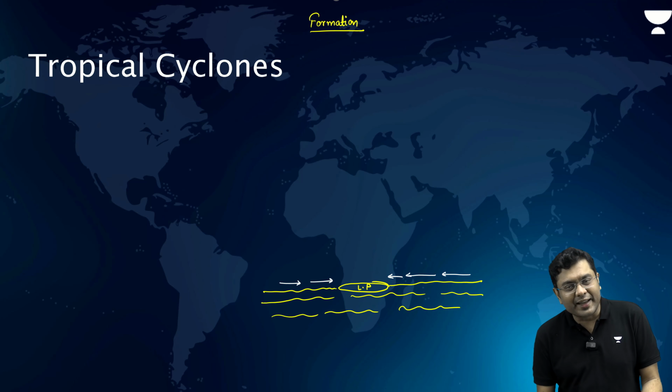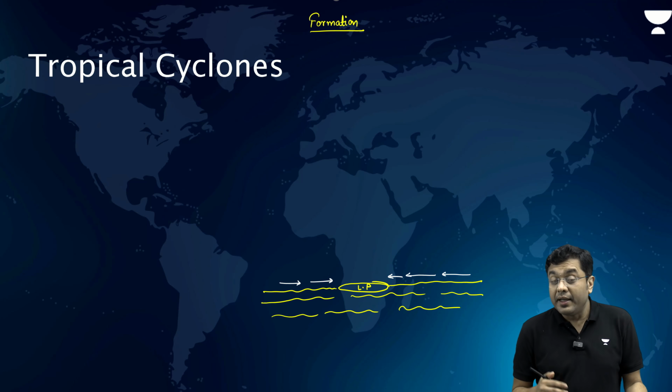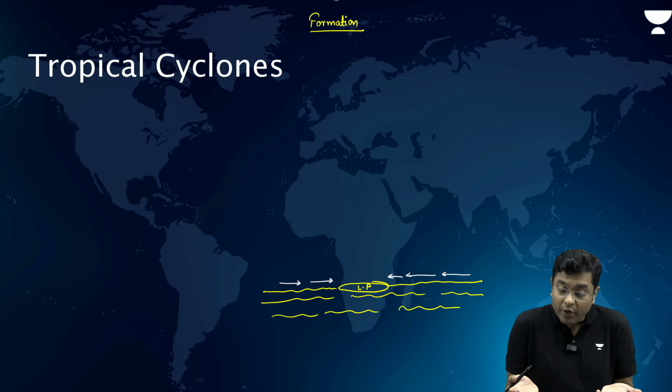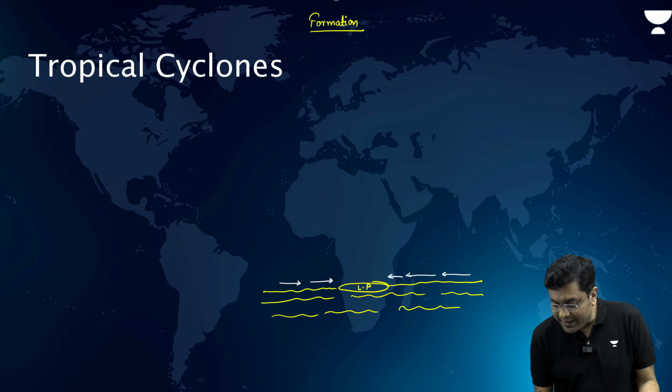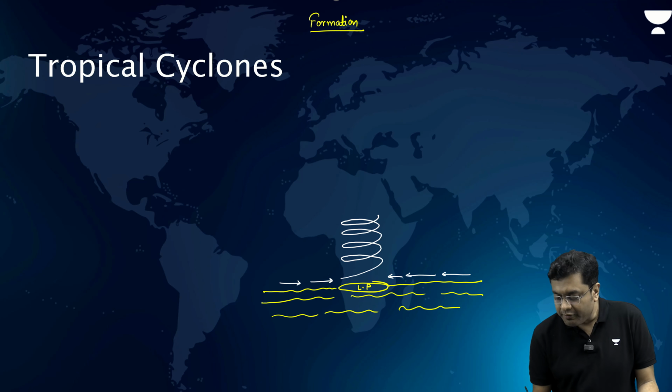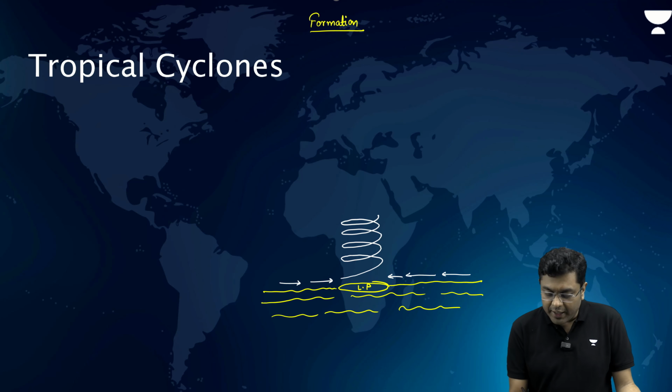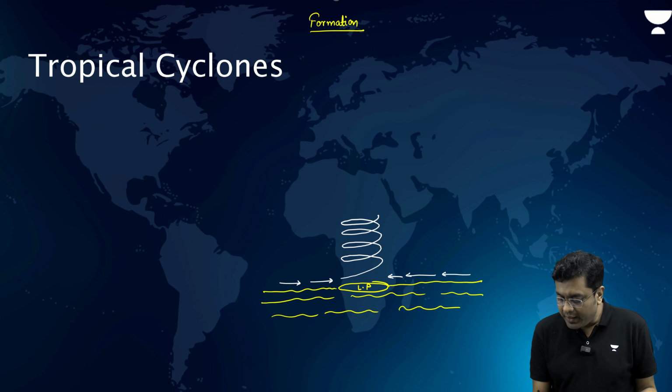Now, as these winds come here, they will also get heated up. Heated air is lighter, always tends to rise up. So this heated air will start to rise up. As the air rises up, immediately it will reach saturation. It will cool down beyond that and will undergo condensation. So here there will be condensation, and clouds will be formed.